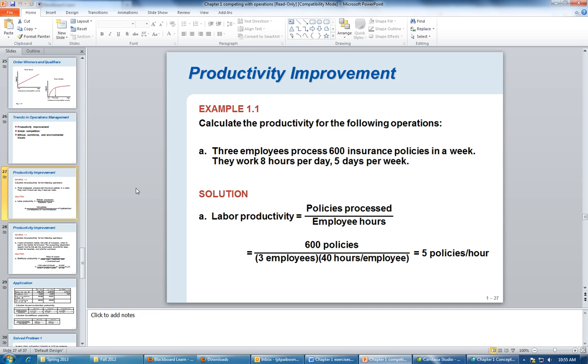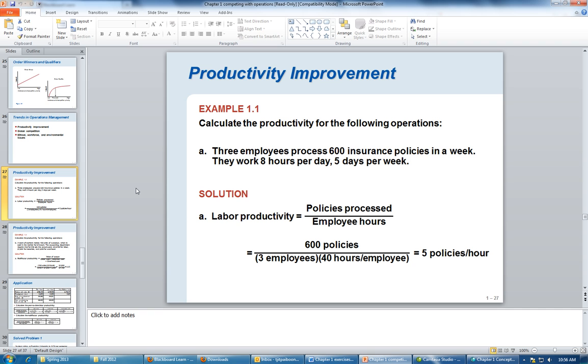Okay, so the first concept we want to study in this chapter is called productivity. Productivity is a simple performance measurement that operation managers may use to measure the effectiveness of operation. There are two measurements for productivity. First, labor productivity, which equals the output divided by time.